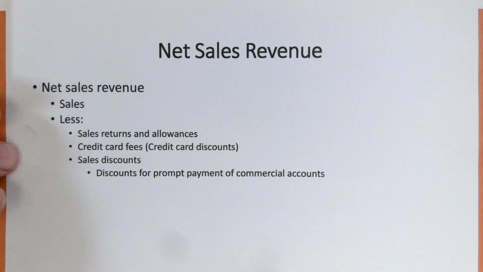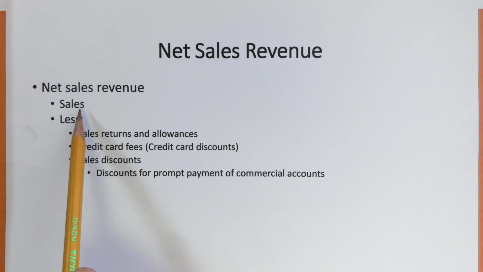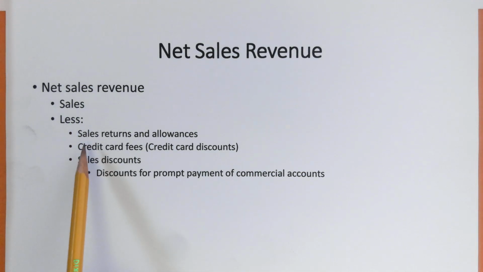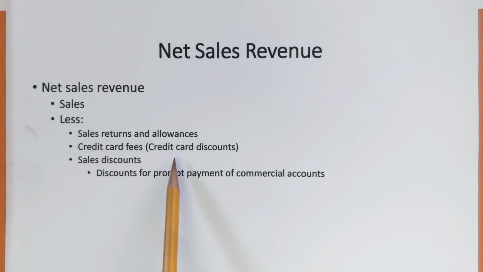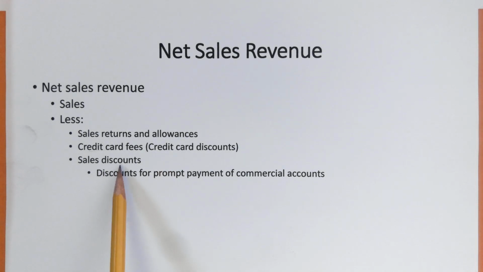Net sales. Net sales would include sales less sales returns and allowances, credit card fees, sometimes called credit card discounts, and sales discounts, which are really prompt payment discounts based on sales terms. So when you see the words net sales, what it means is the sales less all of these things, so the end result or the net amount of sales that we get to keep.